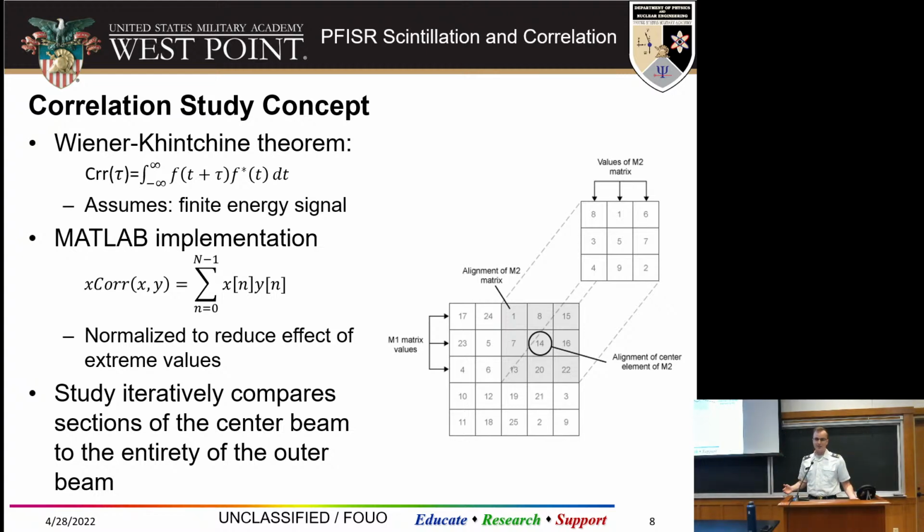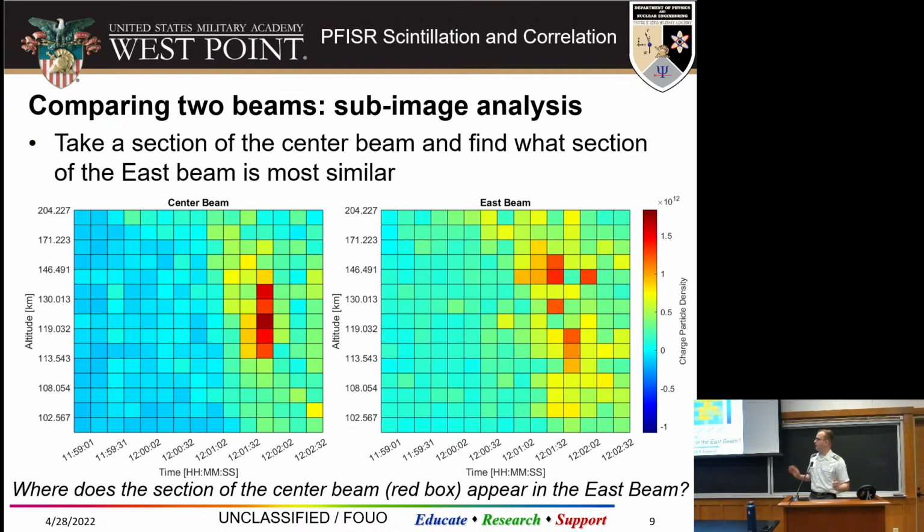So the correlation concept is that we're going to be using this cross-correlation technique, iteratively comparing small sections of the center beam to the entirety of the east beam over and over again to try to draw out this displacement. To break that down a little more, I've zoomed in on a specific section of both the center beam and the east beam, specifically looking at that structure in the center beam that's much more red than everything else.